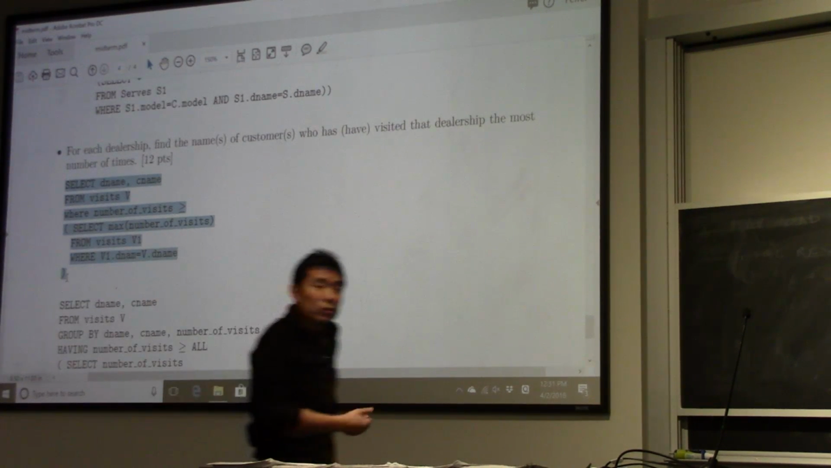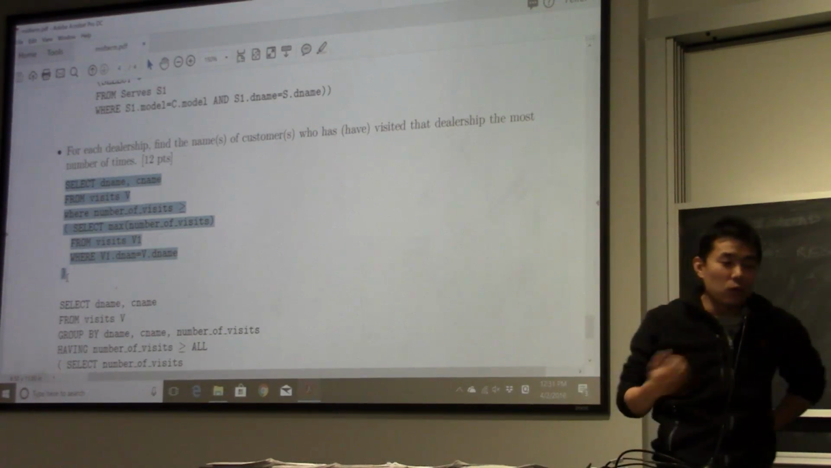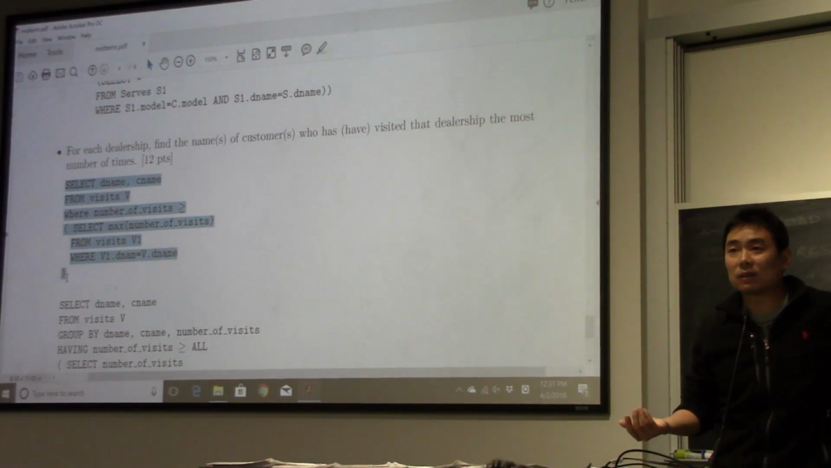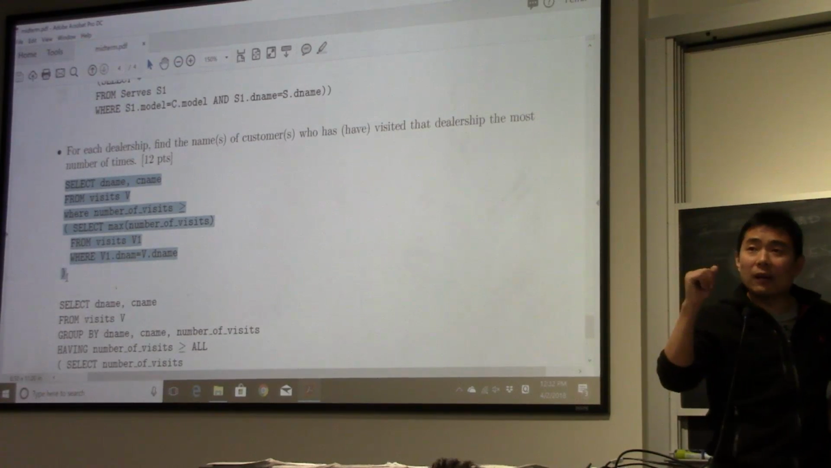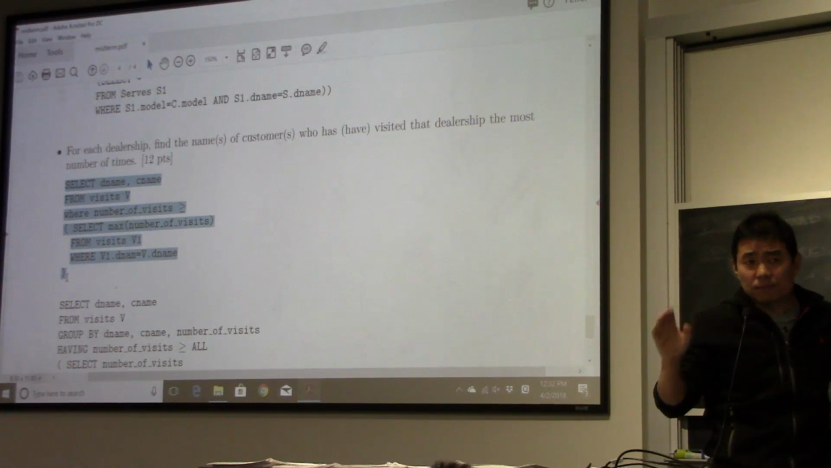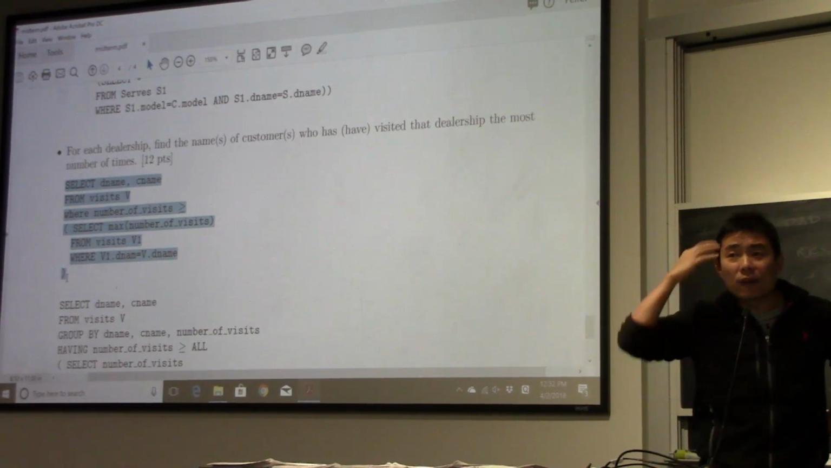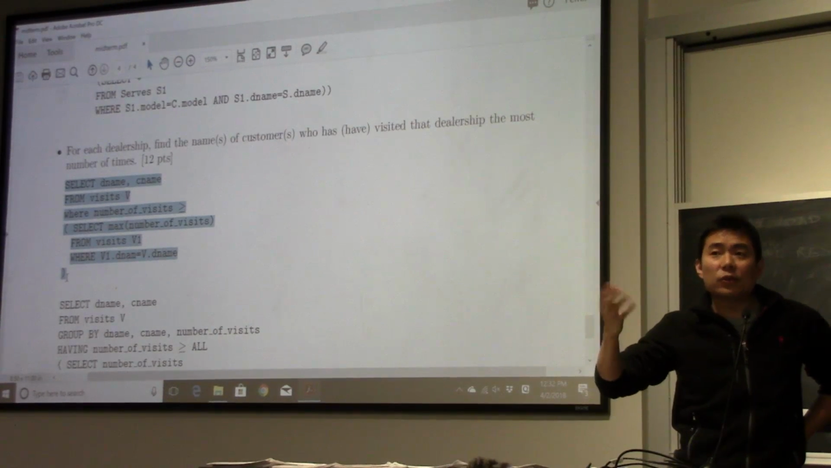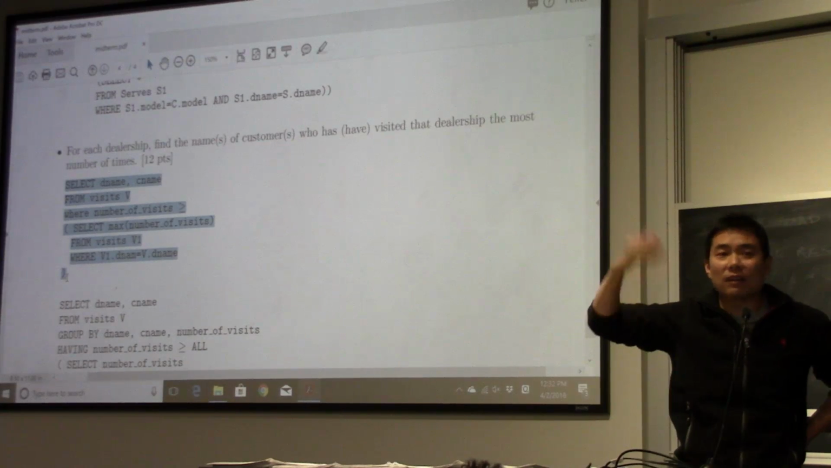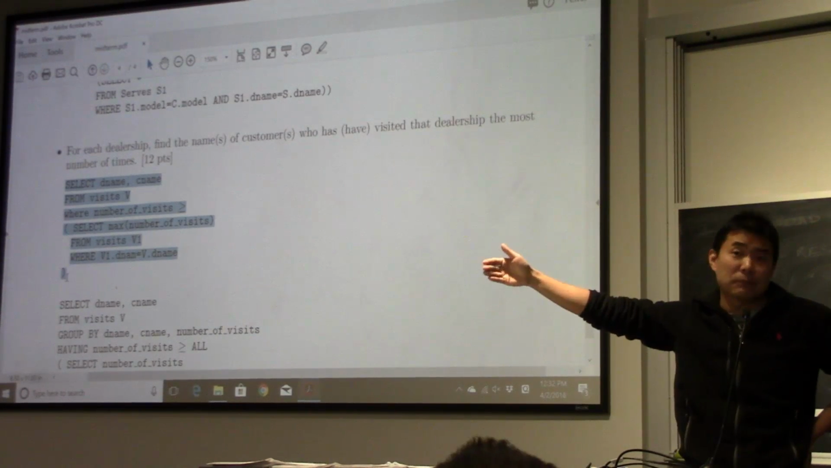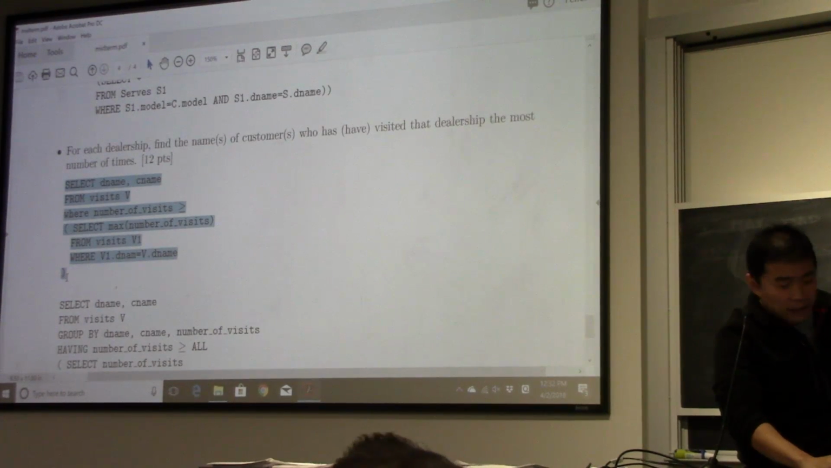You don't even need to have group by, having, and all that complicated construction. That being said, the way this problem is constructed, the first look at it will trigger you to think about using group by and having, because it asks for each dealer, find the customer name. It sounds like you should group by the dealer name and the customer name. Some of you did that, fine. If you want to use group by, that's okay.